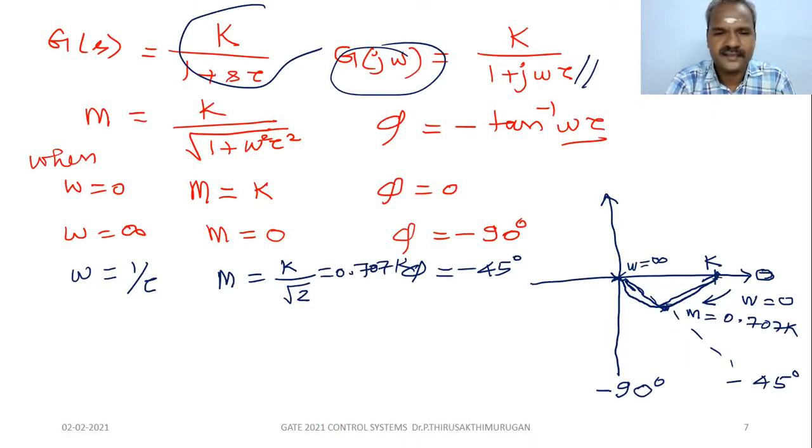Next, similarly, we can find the polar plot for many transfer functions. For all, we have to substitute the conditions omega 0 and omega infinity, find the magnitude and find the phase angle. It is the same procedure for all types of transfer functions, whether type 1, type 2, type 3, or order 1, order 2, order 3, etc.